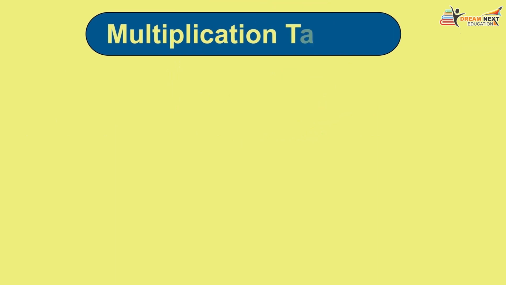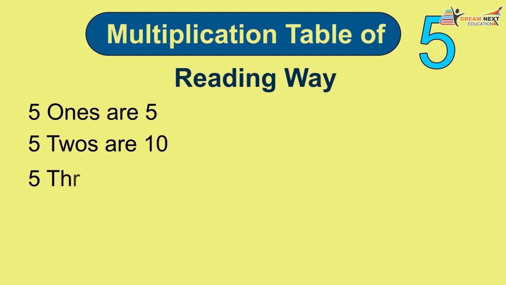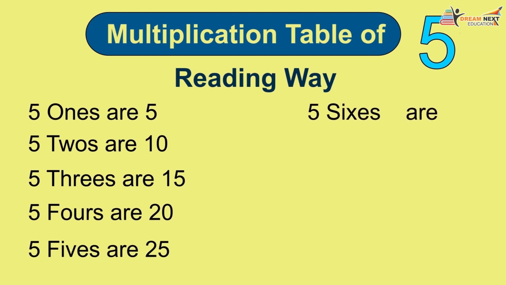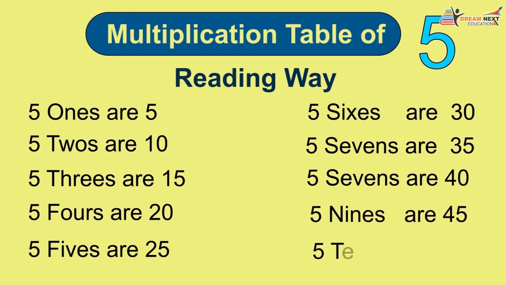Multiplication. Table of 5. Reading way. 5 ones are 5. 5 twos are 10. 5 threes are 15. 5 fours are 20. 5 fives are 25. 5 sixes are 30. 5 sevens are 35. 5 eights are 40. 5 nines are 45. 5 tens are 50.